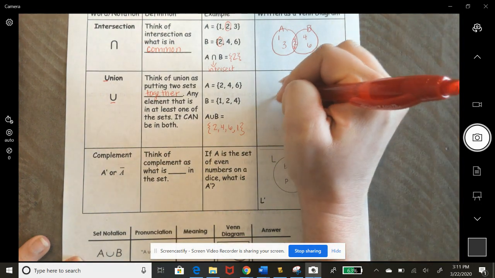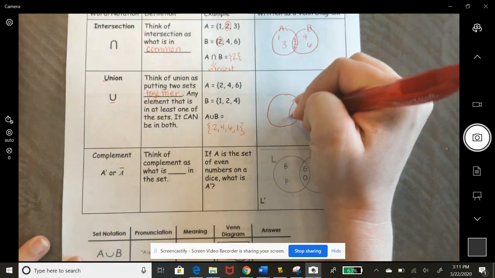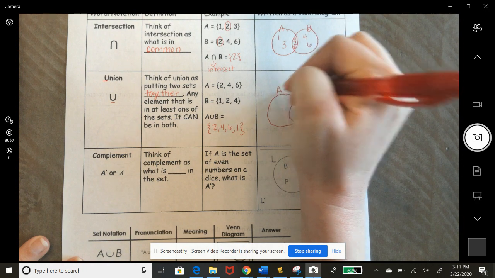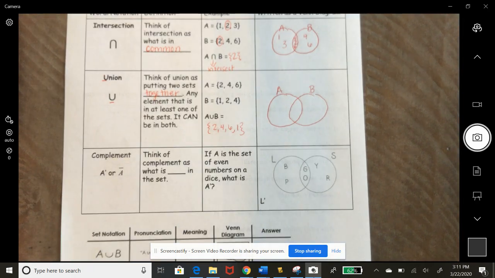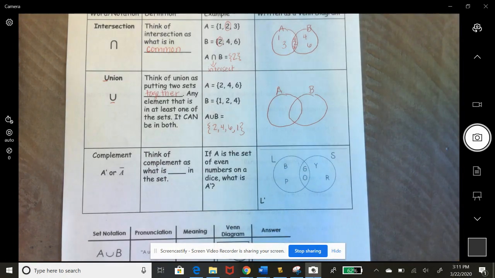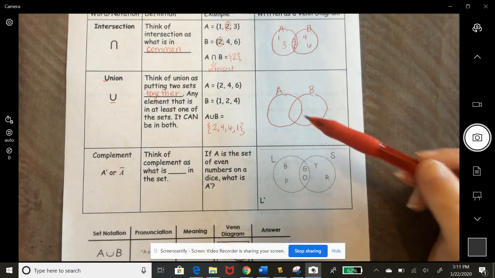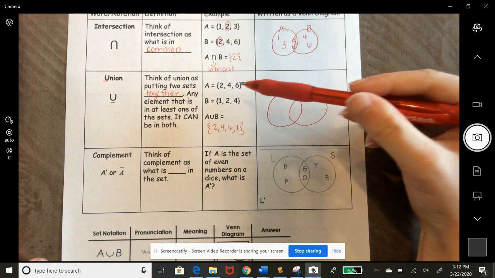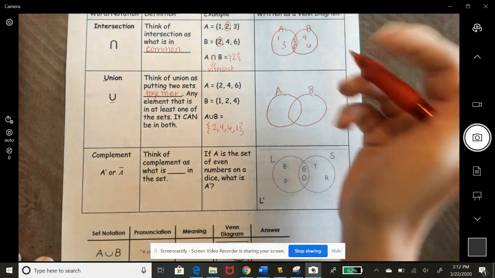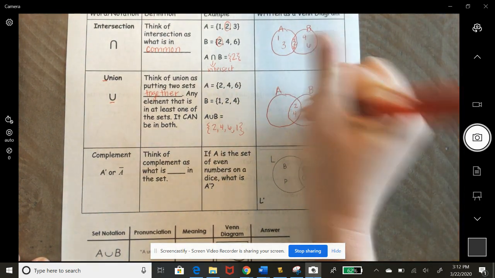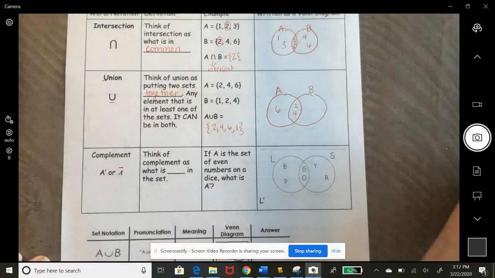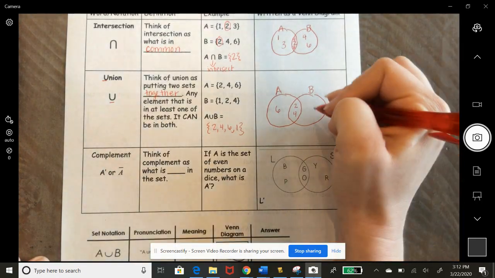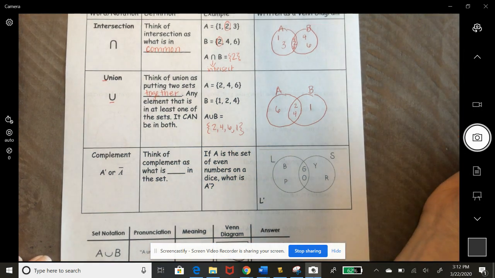Okay, so in a Venn diagram, we're still going to create it the same way to start with. Okay, the middle part is going to be what they have in common. So just look and see. They both have a 2 and a 4, so that goes in the middle. Okay, A also has a 6, so that goes right there. And then B also has a 1, so that goes right there.